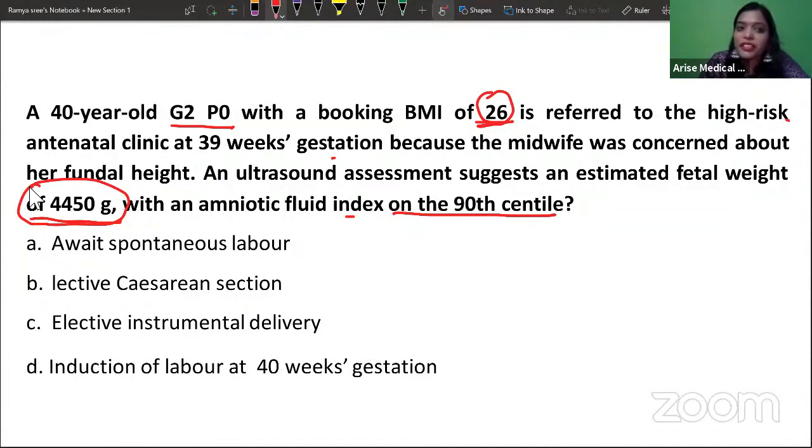No, it's not immediate cesarean section. It is elective cesarean section. I don't have an emergency to go for cesarean section, but I want to go for cesarean section here. Okay.